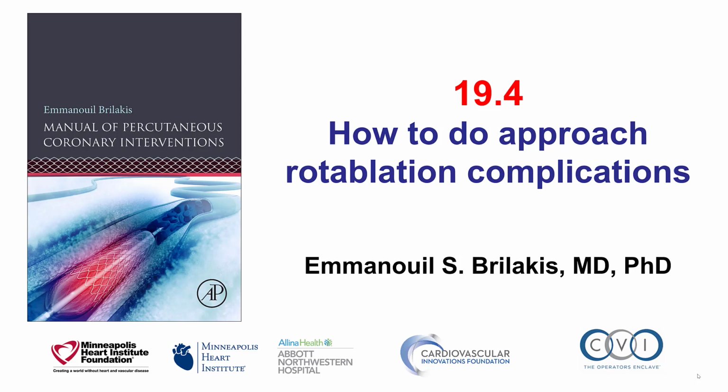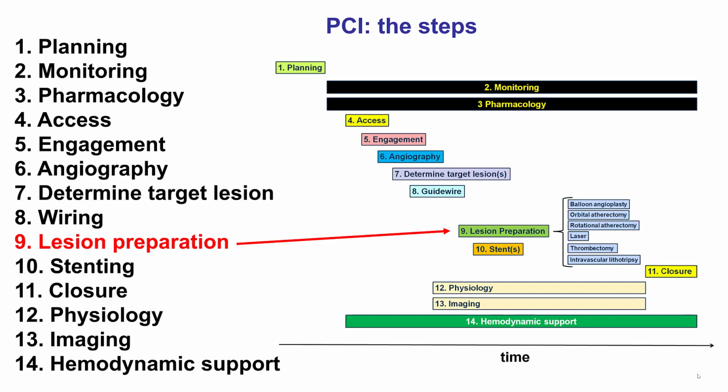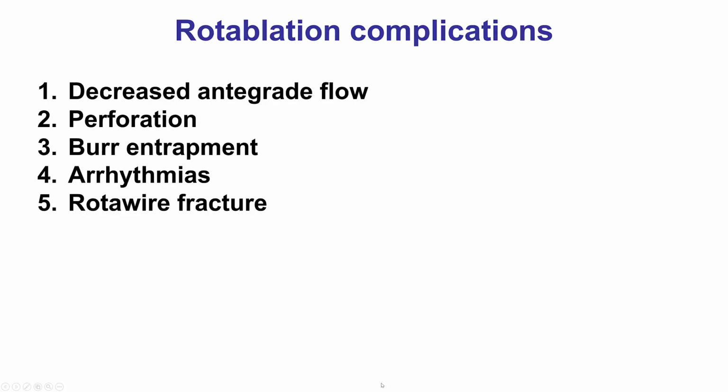This video discusses how to approach complications of rotational atherectomy that also applies to a large extent to complications of orbital atherectomy. Both rotational and orbital atherectomy are forms of lesion preparation, which in turn is step number 9 of the 14 steps of percutaneous coronary intervention. These are the 5 complications that will be discussed in this video.